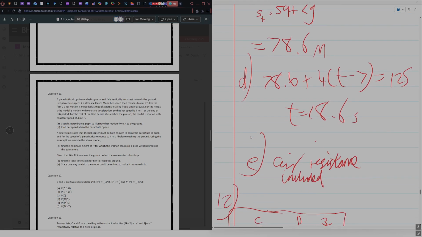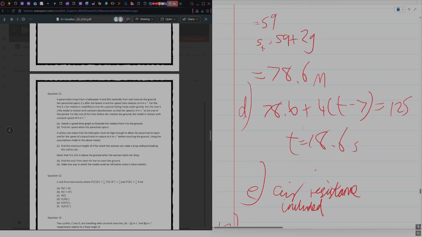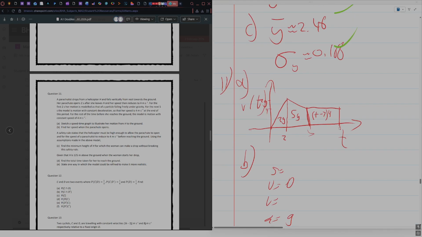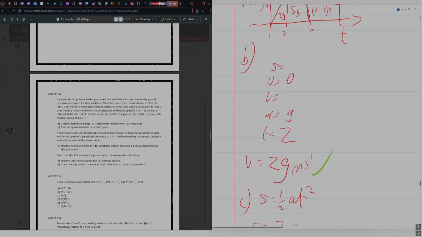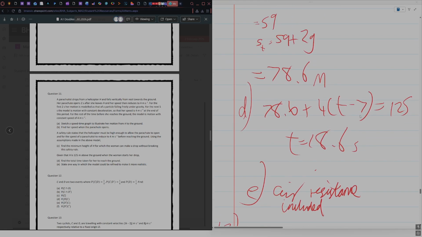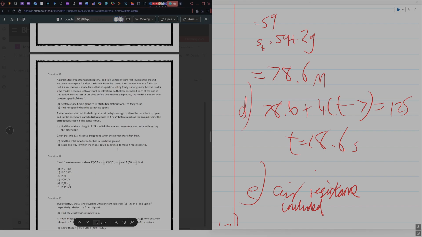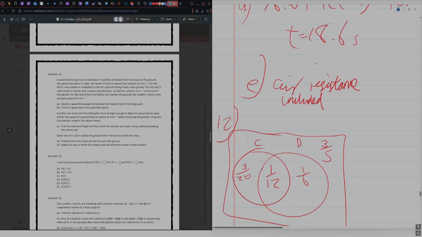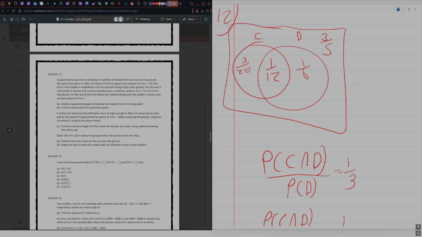And then for part D, I did actually use the graph, saying that this is 7, this is t. So this distance is 2t minus 7. The area is 4 times t minus 7. And then you add everything, and you can find t. And then part E, air resistance. Cool. This is a nice question.